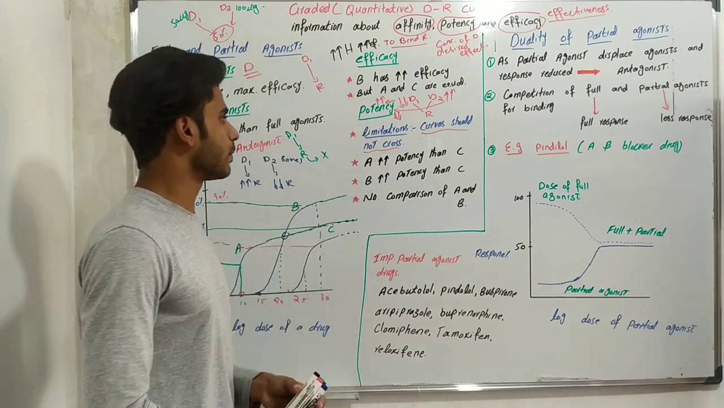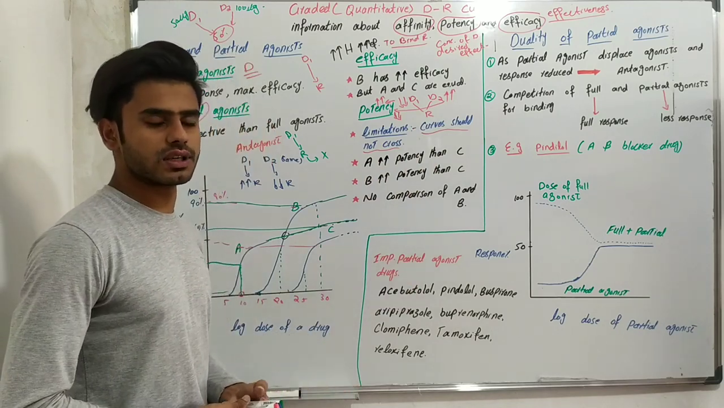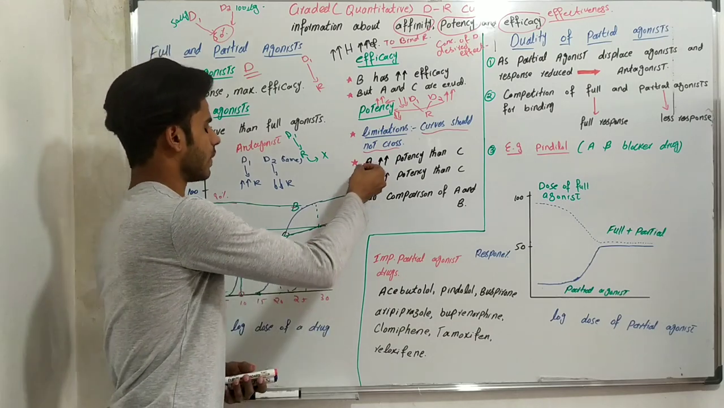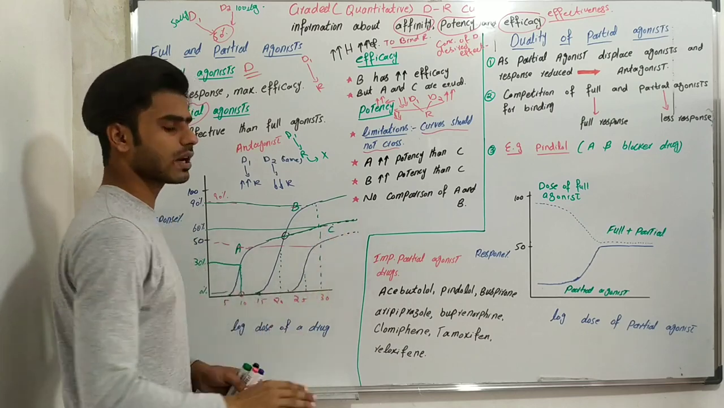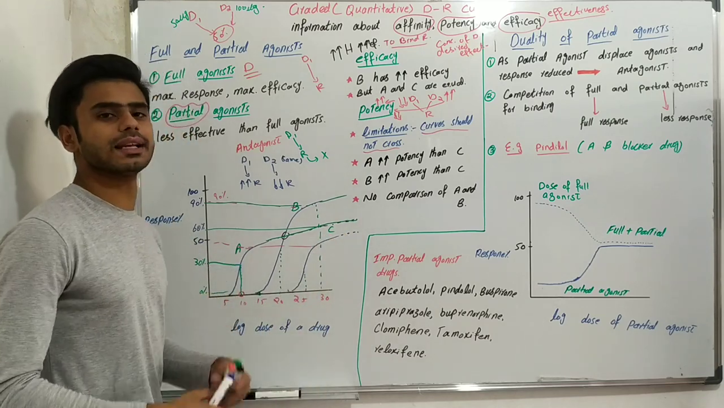And we will check the potency. Potency says that the curves should not cross each other. When the curves do not cross each other, then we will be able to compare these two curves. First we are going to compare A and C. Are A and C crossing each other? No, they are not crossing each other. So A is closer to the y-axis, so it has the greater potency.